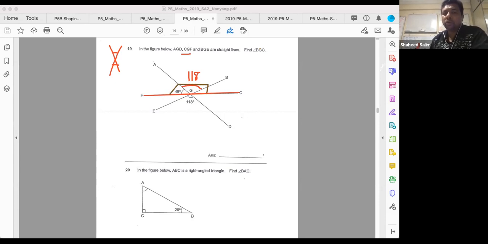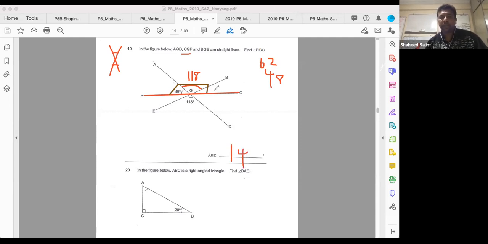Okay, so you take 180 minus 118 minus 48. How much do you get? Minus this one, you get 62. 62 minus 48 is 14. So you get 14 degrees here.